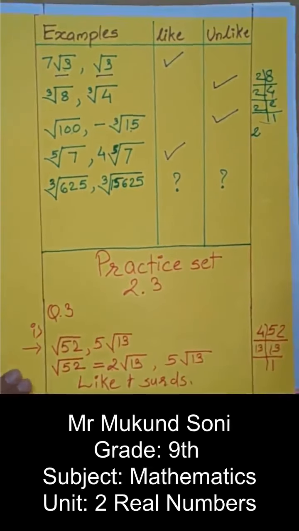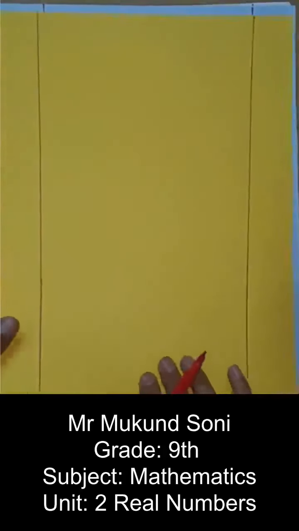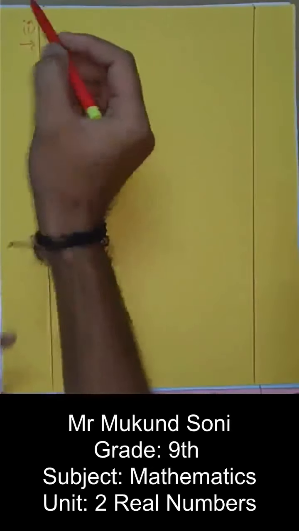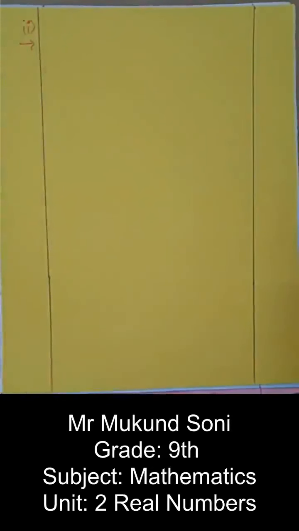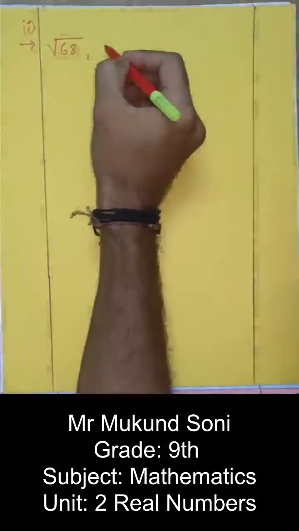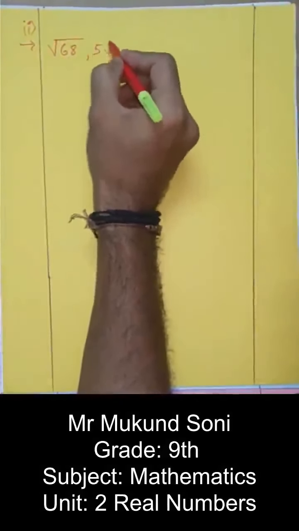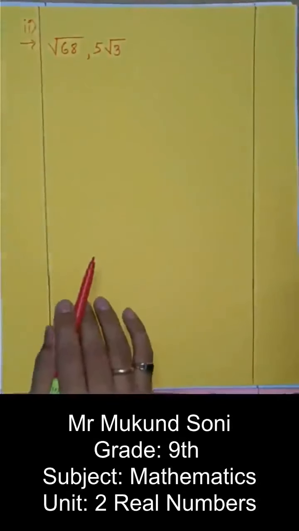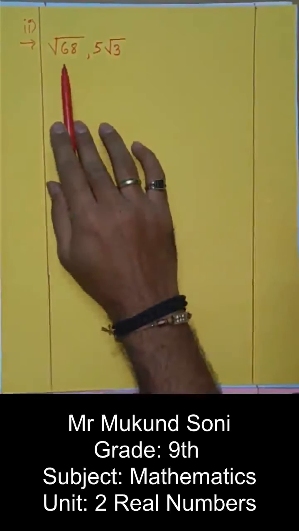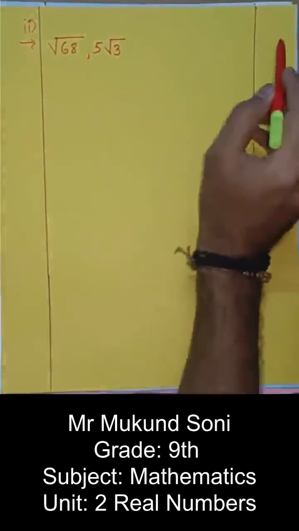Let's have one more example from the same question and sub question second. That is under root 68 and 5 root 3. Now you all know from the critical thinking we did in a previous example that it is not always what it looks on the surface. Sometimes we have to go deep inside it.